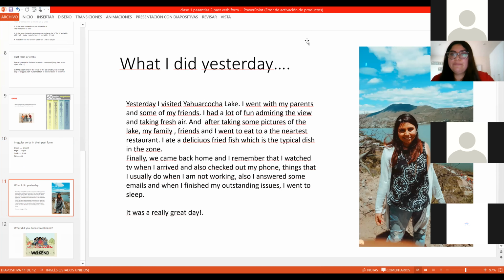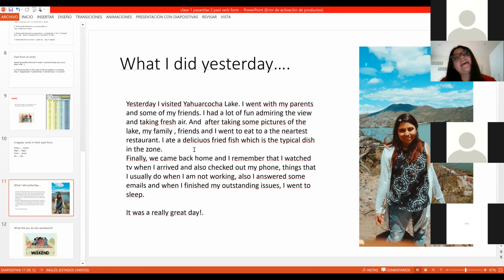So I'm going to give you an example. That is me, that's your teacher. But this is a paragraph written in past simple. What I did yesterday. ¿Qué hice ayer? Yesterday, I visited Yahuarcocha Lake. I went with my parents and some of my friends. I had a lot of fun admiring the view and taking fresh air.